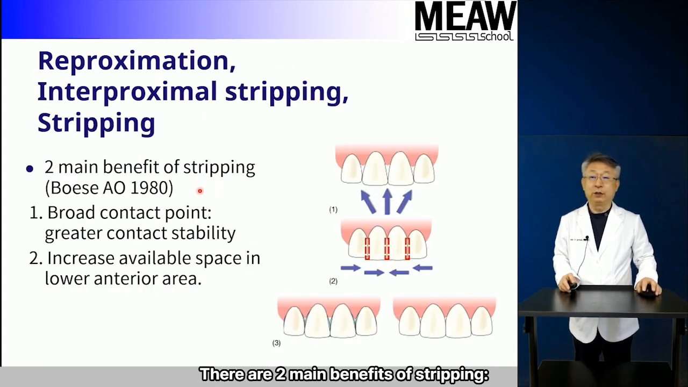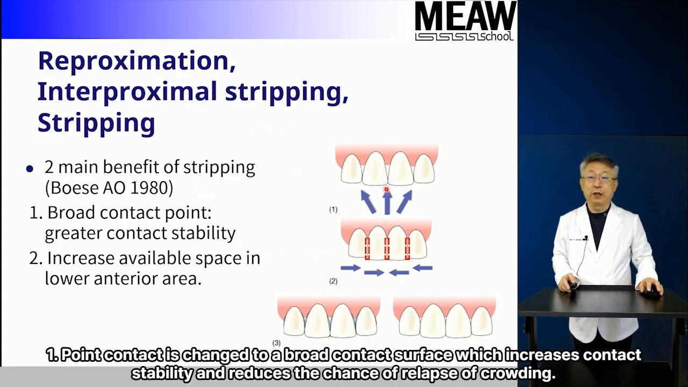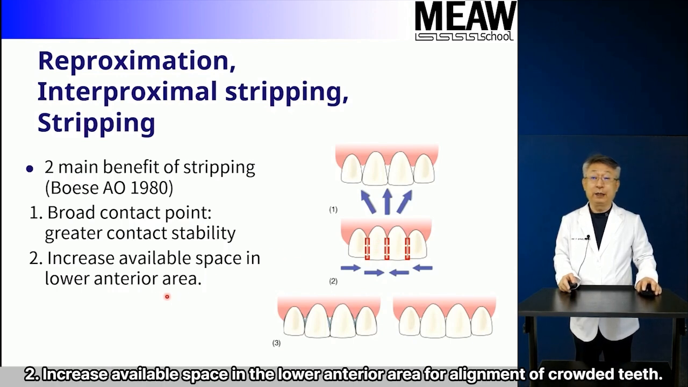There are two main benefits of stripping. 1. Point contact is changed to a broad contact surface which increases contact stability and reduces the chance of relapse of crowding. 2. Increase available space in the lower anterior area for alignment of crowded teeth.